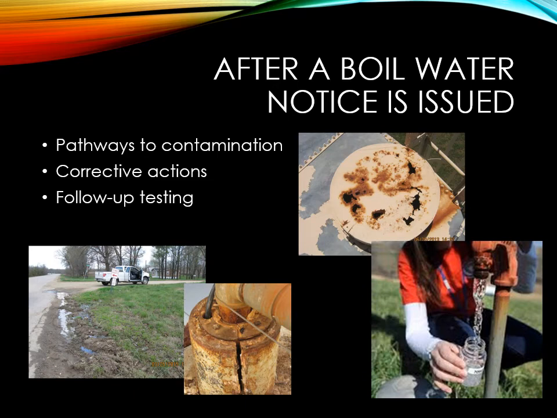Then the engineer will develop some corrective actions to be completed by the water system. These corrective actions are designed to eliminate the pathways to contamination identified during the assessment of the water system. Once all corrective actions have been completed, follow-up testing ensures the water is safe to drink before suspending the boil order.